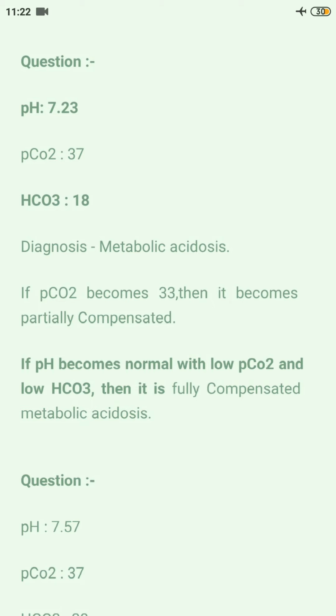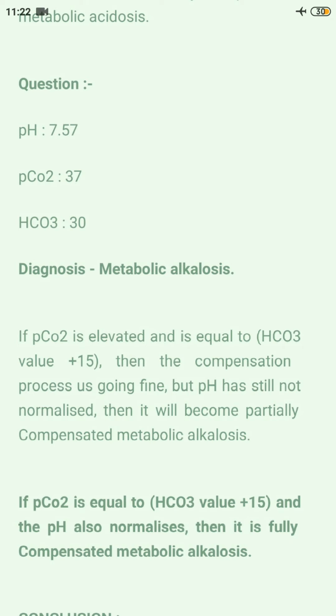Now to compensate this, the PCO2 has to go down, that is the person has to hyperventilate and excrete CO2. So if I say the PCO2 value is 33 now, then we can say that it is partially compensated. And if the pH becomes normal and the body is compensating, then we can say that it is fully compensated metabolic acidosis. Again, the next question, pH 7.57, that is alkalosis, PCO2 is 37, that is again normal, and HCO3 is higher.